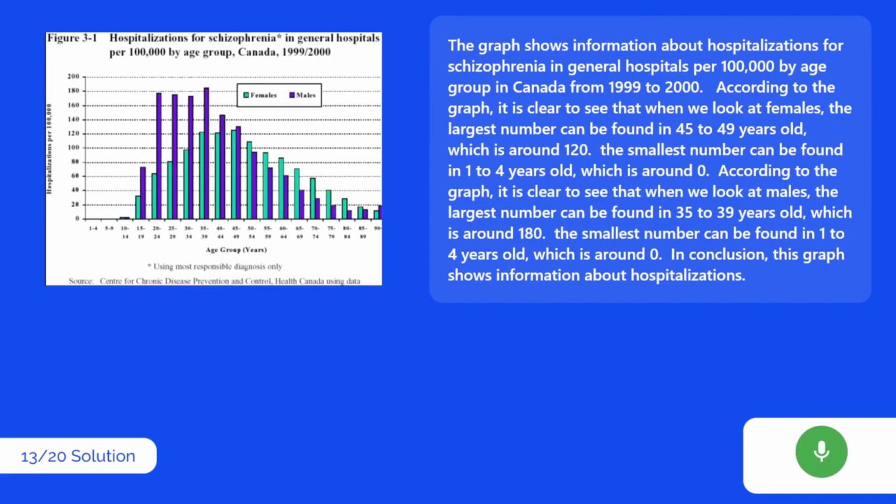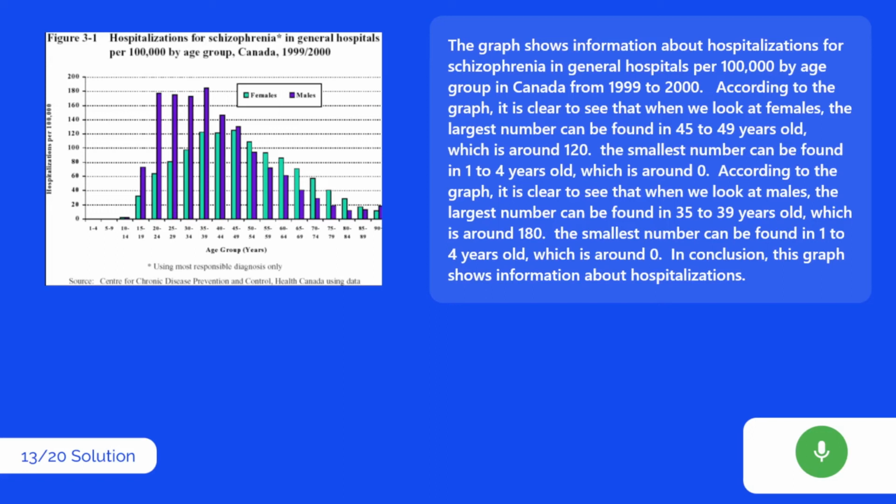The graph shows information about hospitalizations for schizophrenia in general hospitals per 100,000 by age group in Canada from 1999 to 2000. According to the graph, it is clear to see that when we look at females, the largest number can be found in 45 to 49 years old, which is around 120. The smallest number can be found in 1 to 4 years old, which is around 0.